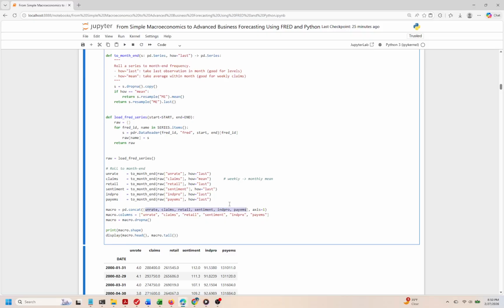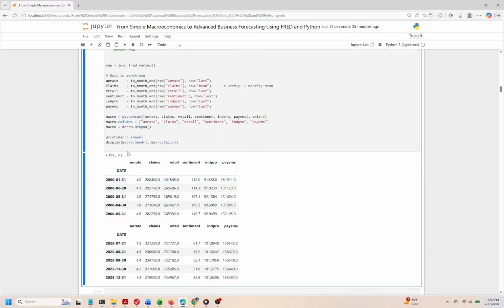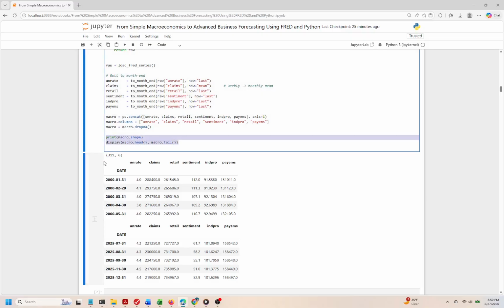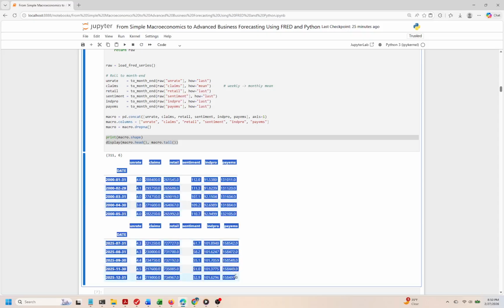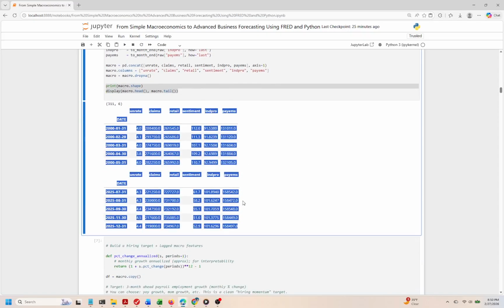Finally, to verify our work, we print the shape of the resulting data frame and display its first and last few records. This step is essential for ensuring that the data is structured correctly before we move on to our predictions of hiring trends. In the next cell, we'll likely delve deeper into building predictive models using this meticulously prepared data, searching for relationships that can enhance our understanding of corporate hiring decisions.